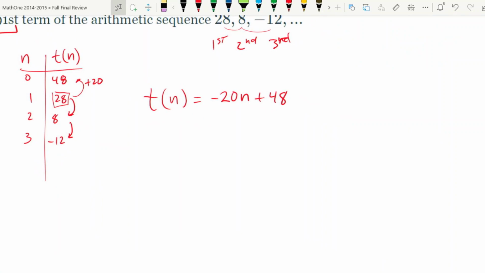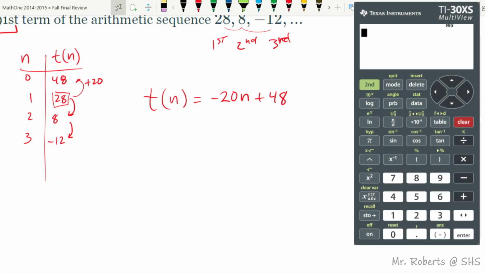If I look at our classroom calculators, one of the things I could do is look at its table functionality and turn on a table. The rule I think is negative 20, here I'll use the variable x, and then plus 48. I'm going to say this table starts at the 0th term and increases by 1. You can see the 0th term is 48, then we've got 28, then 8, and the one below that is negative 12. If I want to, I can go all the way down to the 91st term.